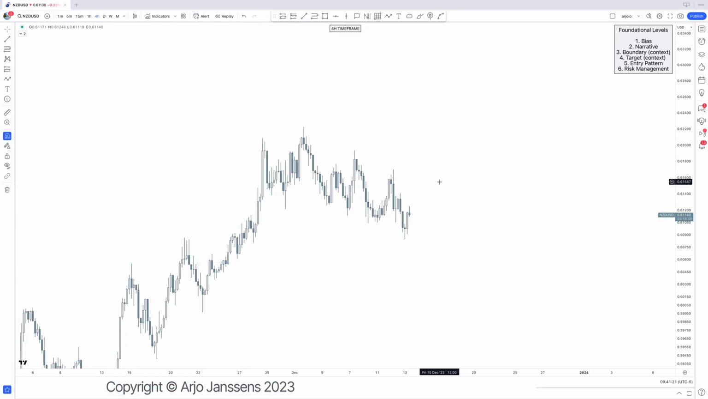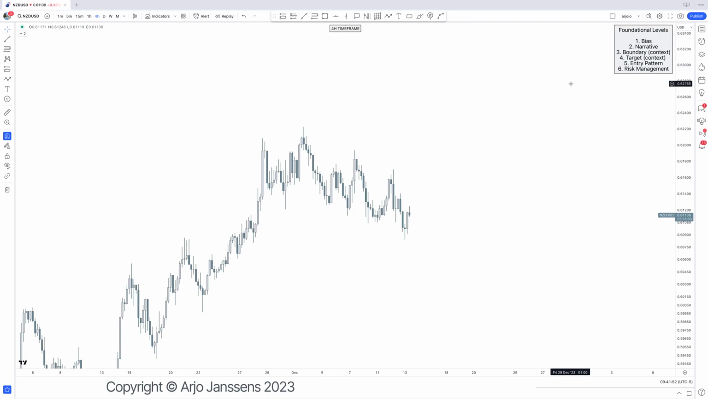Now, of course, there's also limits to this, which we'll also go over eventually in this week. The first thing that we are going to go over and how we are going to approach this is alerts. We are going to be using alerts for every step in our trading. Every single step. And what I mean by that is that right here, for every foundation level, for bias, narrative, boundary, target, entry pattern, and risk management, for every step, we can use alerts.